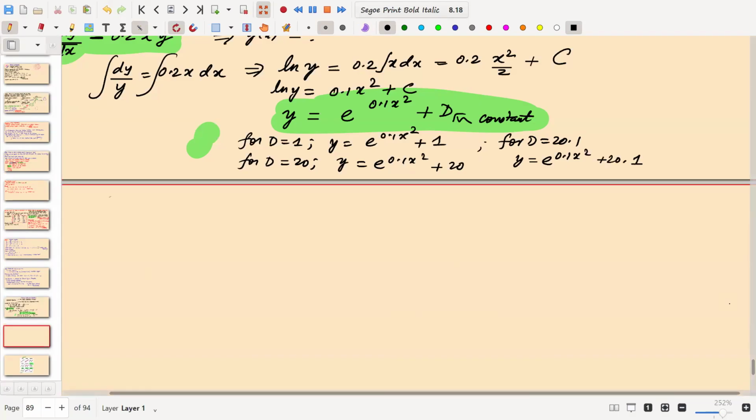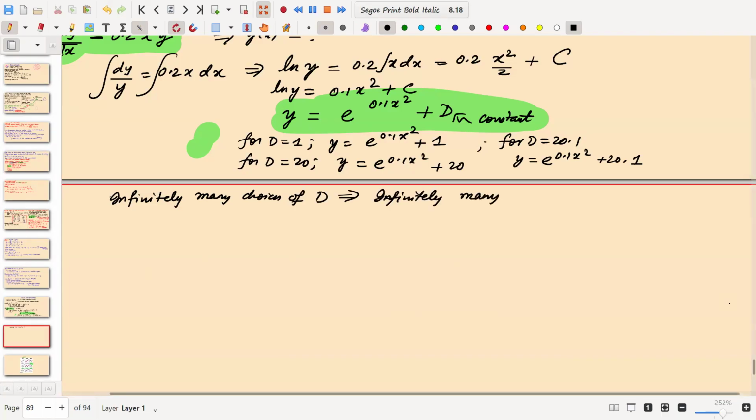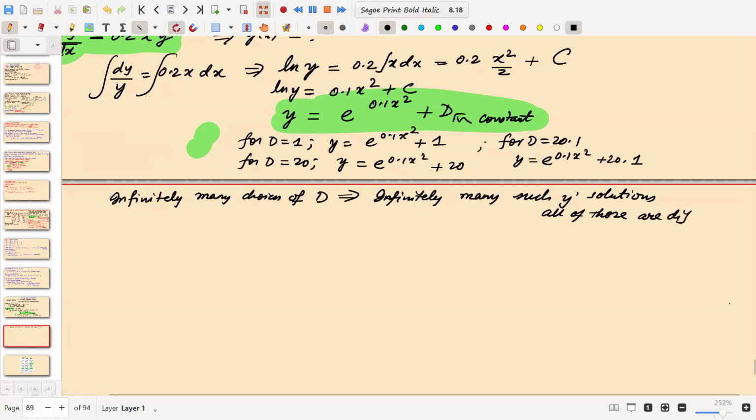And you can take infinitely many choices of d, and that will give you infinitely many such y solutions, and all of those are different, right? So what does that mean? That your solution is not unique.